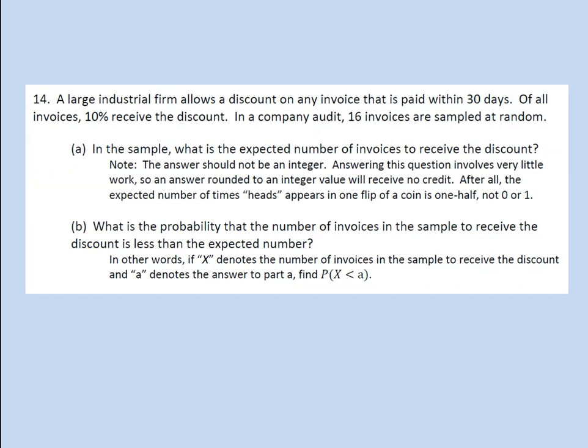14 involves computing a binomial probability, but you have to get the expected value first. So part A, the expected value, you will not get an integer for that, and don't round it off. Rounding it off is incorrect. So whatever you get, just leave it alone, and you need the answer in A to answer B correctly. Part B in number 14 should be longer than number 13 is.